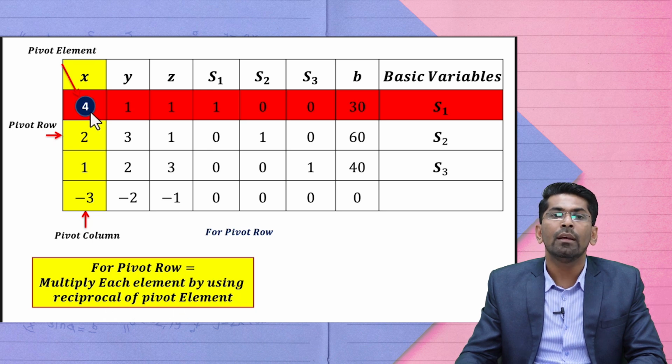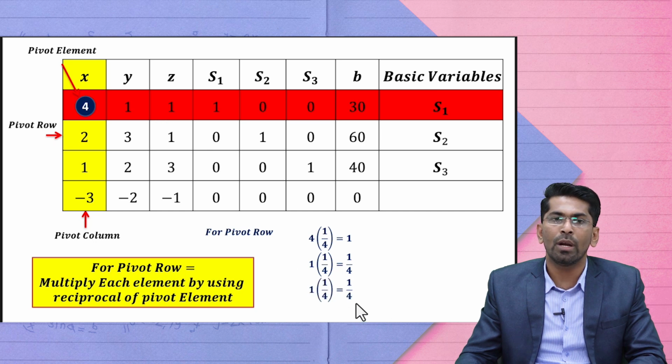So here the pivot element is 4. So the reciprocal of the pivot element is 1 by 4. So we are going to multiply each value of the given first row, that is the pivot row, by 1 by 4. So it will become, see, 4 into 1 by 4, which is equal to 1. Then 1 into 1 by 4, which is equal to 1 by 4. Again 1 into 1 by 4, which is 1 by 4. Then again 1 into 1 by 4, which is again 1 by 4.